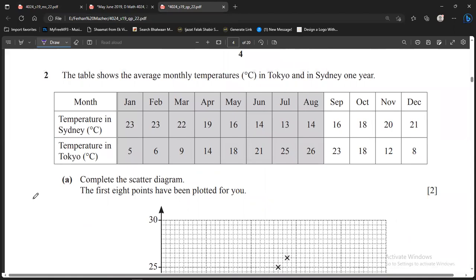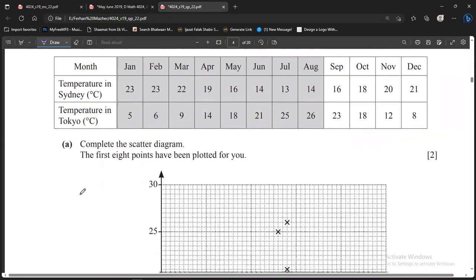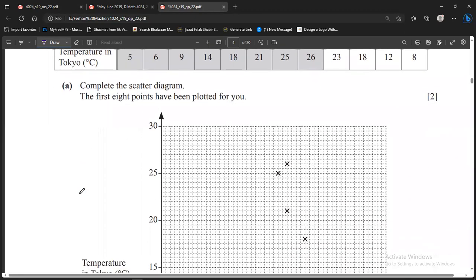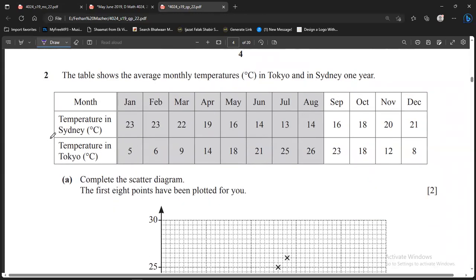This is question number 2. The table shows the average monthly temperature in degrees C in Tokyo and in Sydney for 1 year. Here we have the months, January, February, March up to December. This is the temperature in Sydney, and this is the temperature in Tokyo. It says complete the scatter diagram. The first 8 points have been plotted.